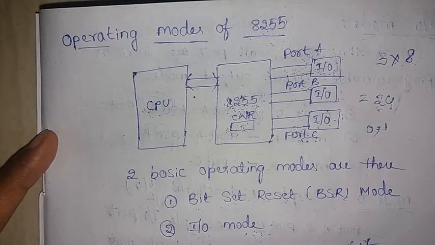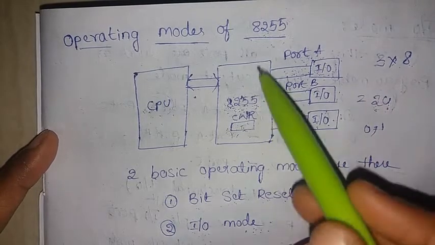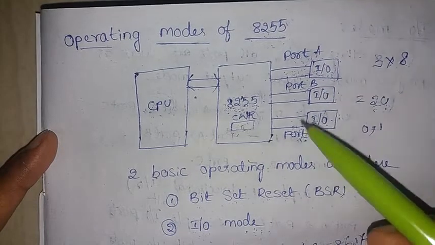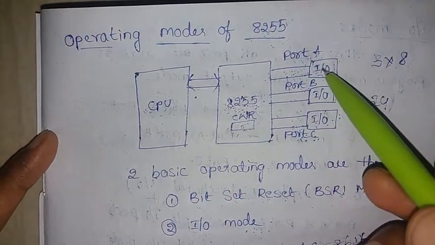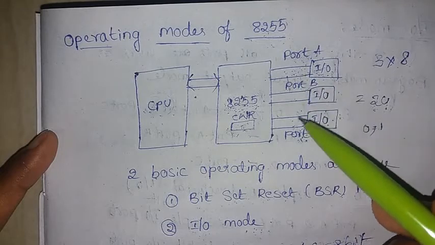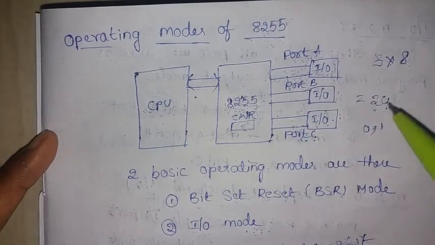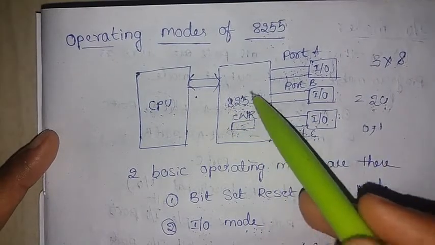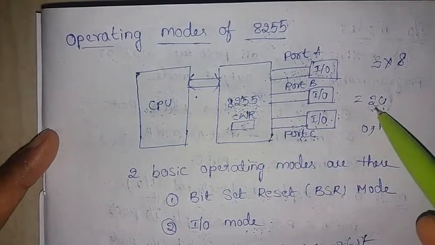I am going to explain about operating modes of 8255. If you see 8255, it has three ports, port A, port B, port C. To these ports we can connect any I/O device. As we have three ports and each port size is 8, total 24 I/O lines are present in 8255. So by using 8255, we can connect 24 I/O devices to the CPU.